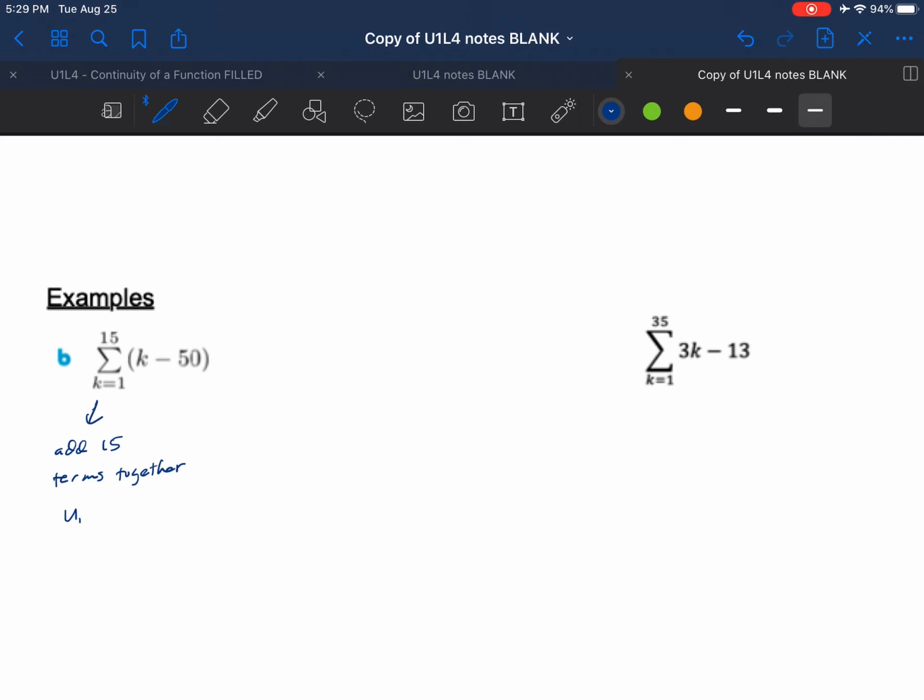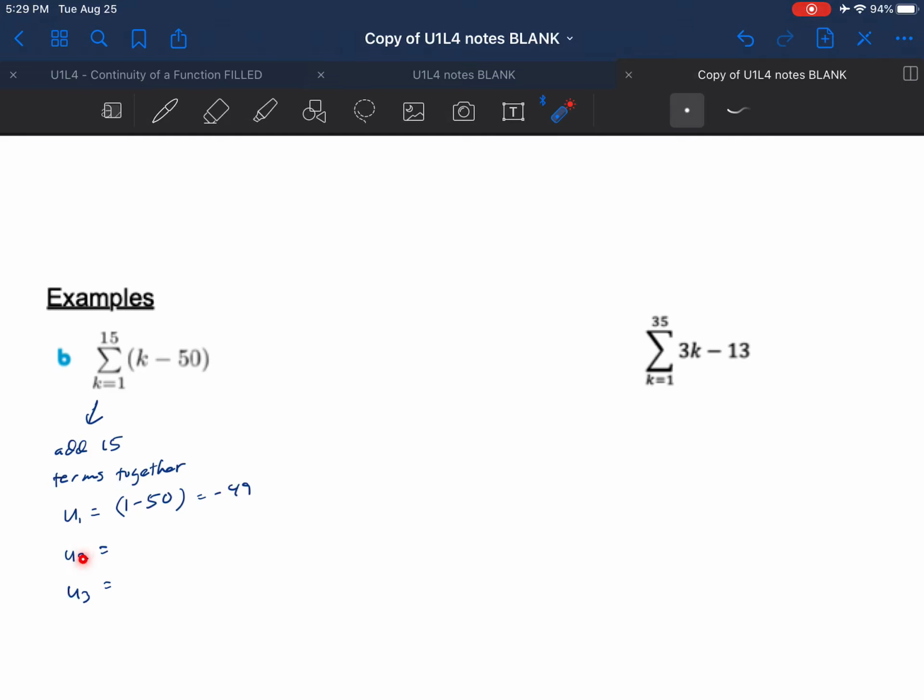I'm going to call these, by our normal convention, U sub 1, U sub 2, U sub 3. Let's see what we get. To get U sub 1, that corresponds to k equals 1. So in the formula, wherever I see k, I'm going to plug in 1. So U sub 1 is just 1 minus 50, which is negative 49.